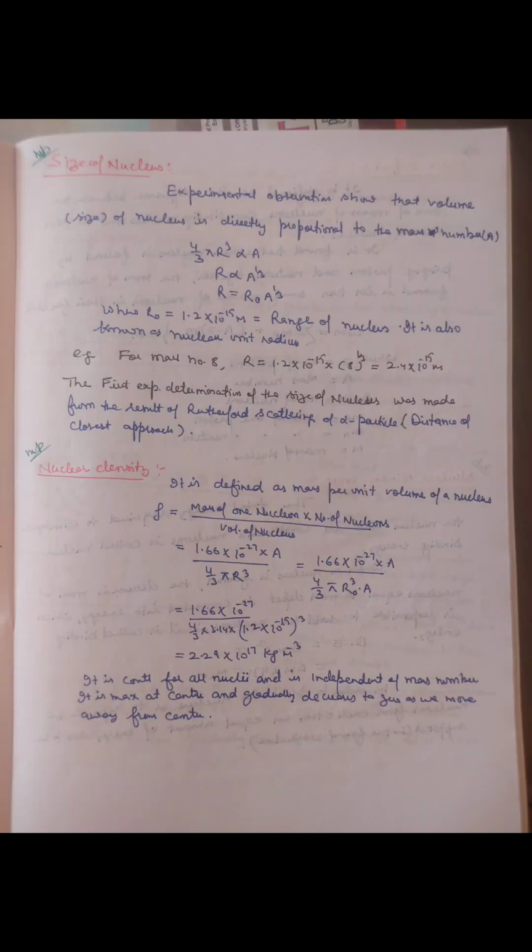Experimental observation shows that volume, that is size of the nucleus, is directly proportional to its mass number. The mass per unit volume, that is the nuclear density of a nucleus, is constant for all types of nuclei. It is 2.29 × 10^17 kg per meter cube.